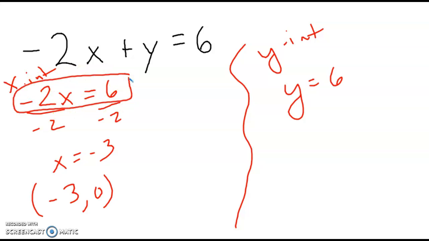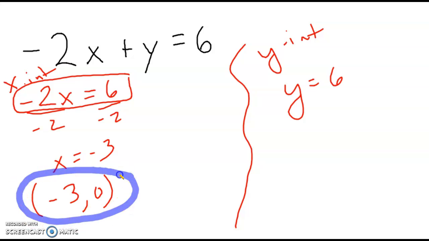So you have -2x equals 6. Divide both sides by -2. You get x equals -3. So the actual intercept is (-3, 0). And then when you're looking for the y-intercept, not much solving happening here.